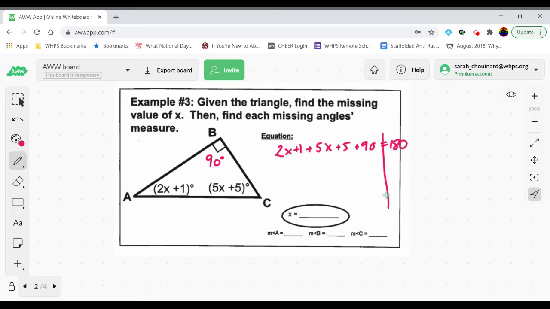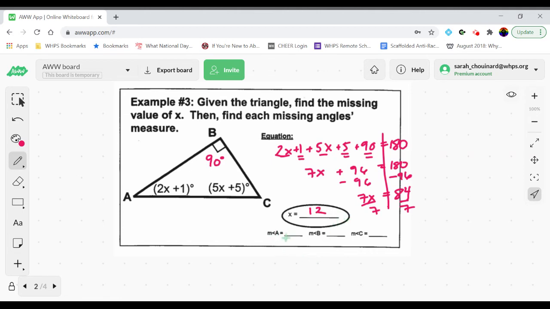So we're going to combine our like terms. 2x and 5x make 7x. 1 plus 5 plus 90 makes 96. And then I'm going to subtract 96 from both sides. And I get 7x equals 84. And if I divide by 7, I get that x is 12.